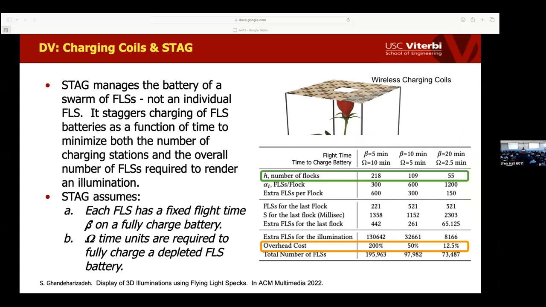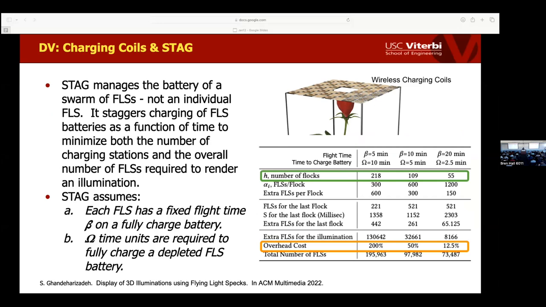So these FLSs, we assume that they are powered by a battery. And STAG is an algorithm that manages the battery of a swarm of FLSs, not individual FLSs. It charges FLS batteries as a function of time to minimize both the number of charging stations and the overall number of FLSs required to render an illumination.